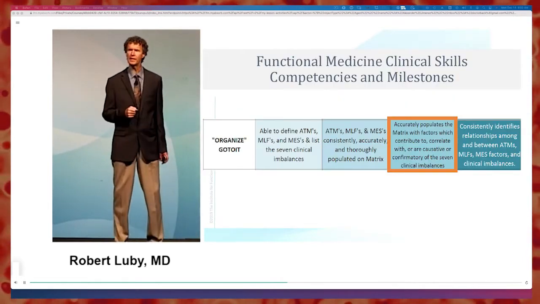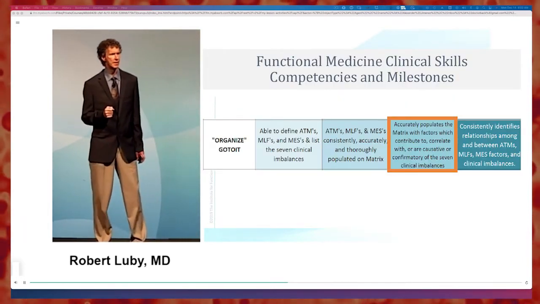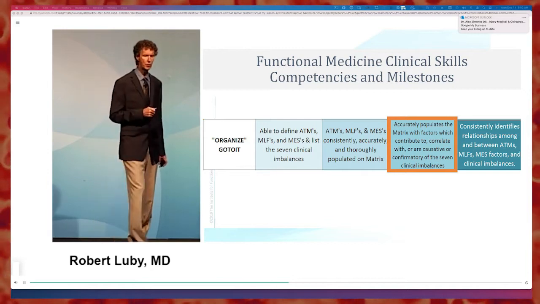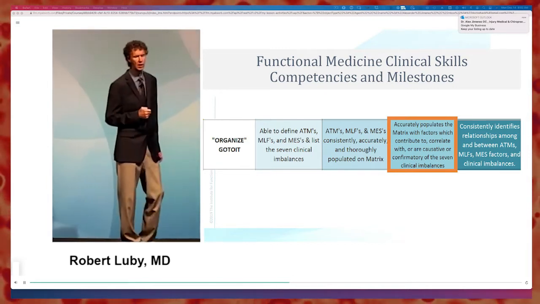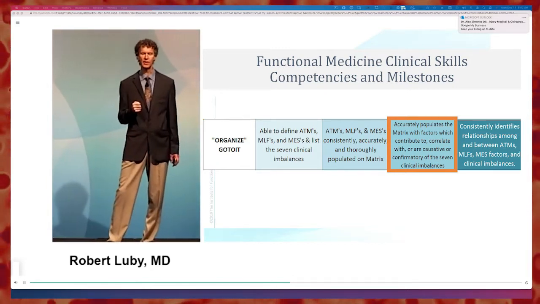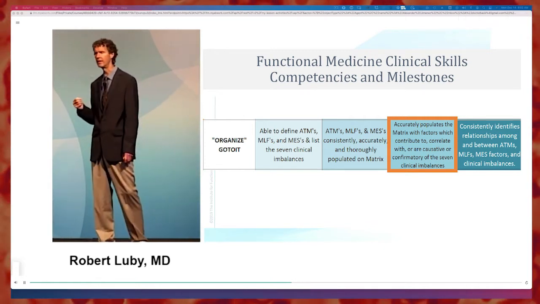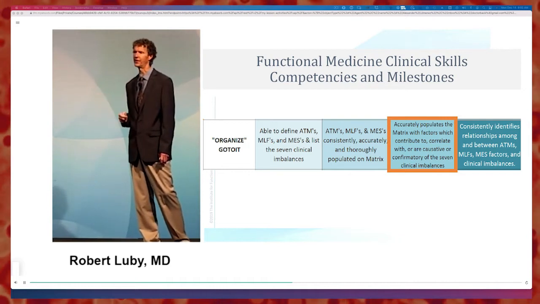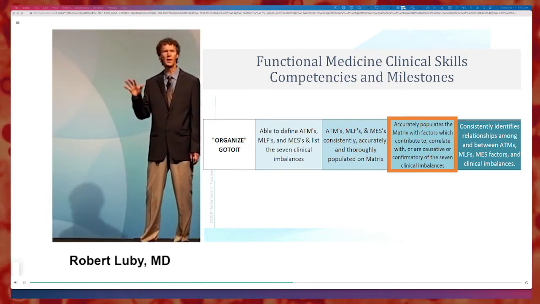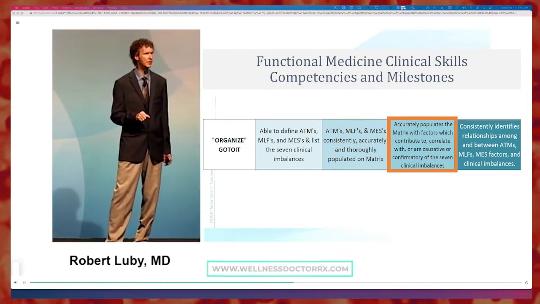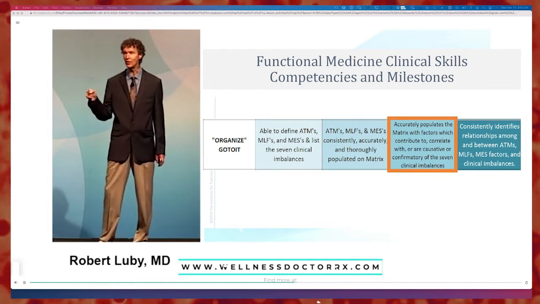Skill level we expect you to have with this. Here we are. Your competencies and milestones. Focus on the third one. We're going to expect you to really start working on populating the matrix with factors that contribute to, correlate, or are causative of dysfunction on the 7 nodes of the matrix. You can go forward without even worrying about the 7 nodes of the matrix right now. So confidence, you can do this.